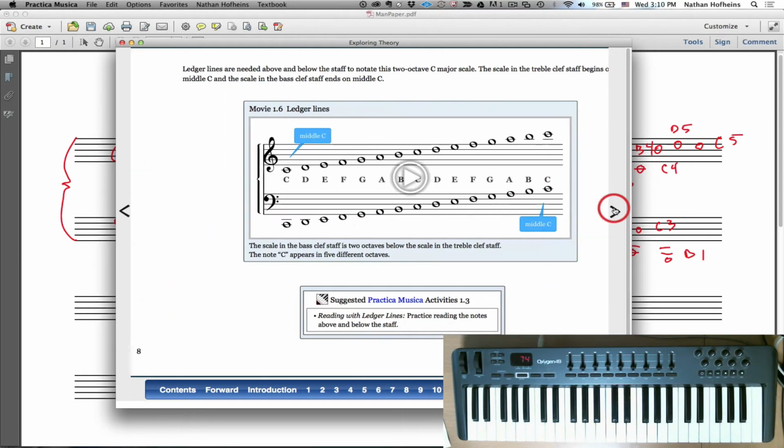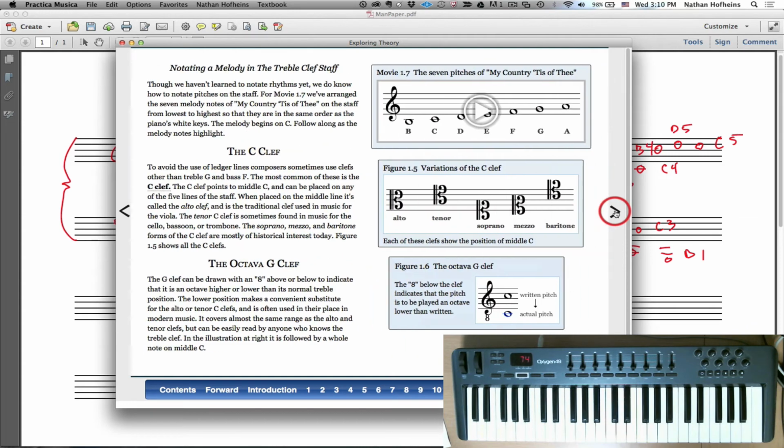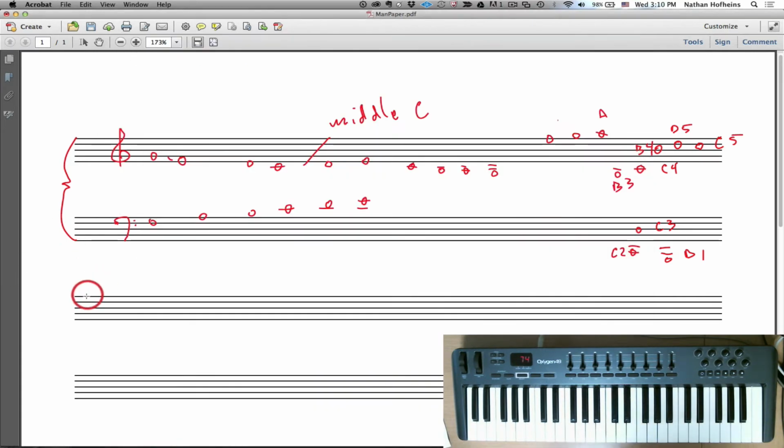Okay, let's go to the next section. Yep, got that. Reading with ledger lines, we'll do that in Practica Musica. Give you some. Okay, now these are some other clefs that you don't see very often. And what this is, it's a movable C clef. We call it a C clef because it kind of looks like a C. It's kind of a stylized C. And to handwrite it, I usually just go like this.